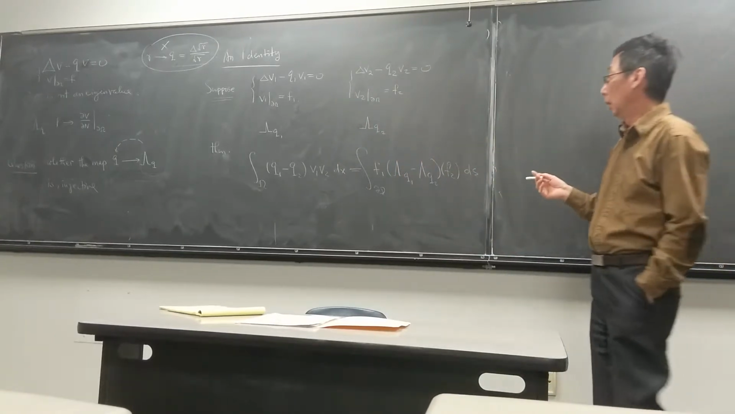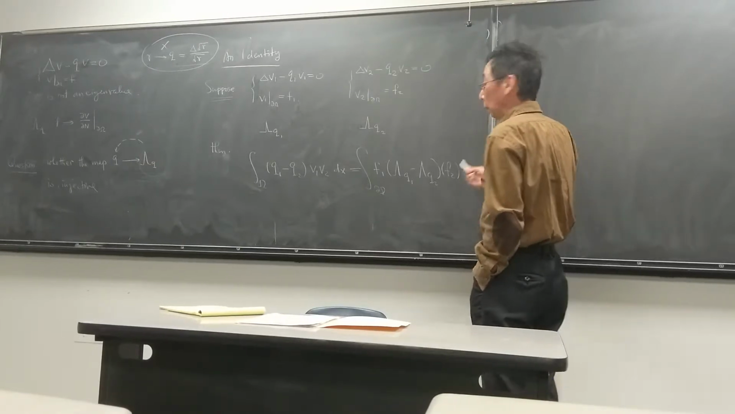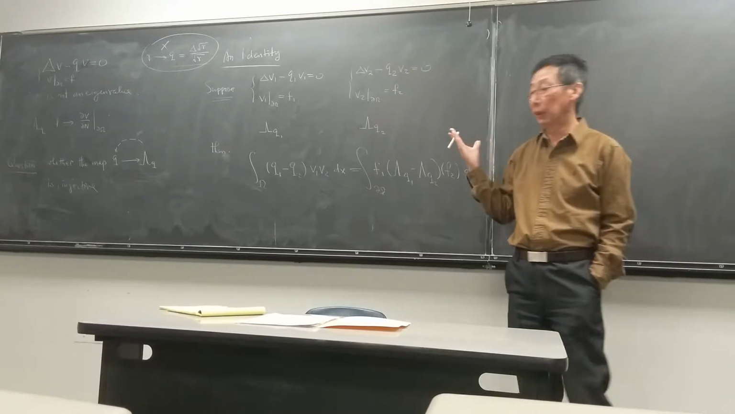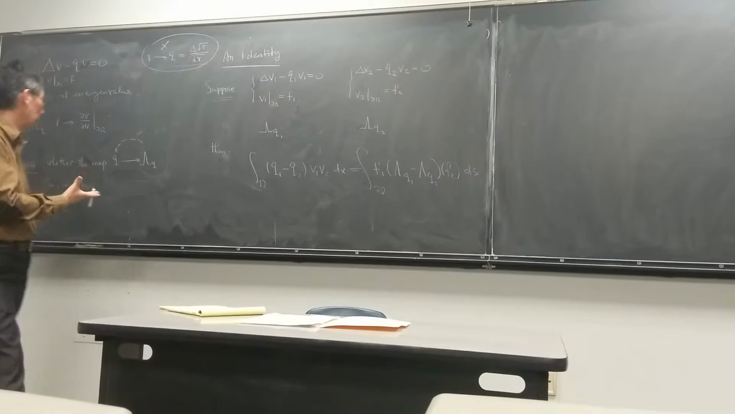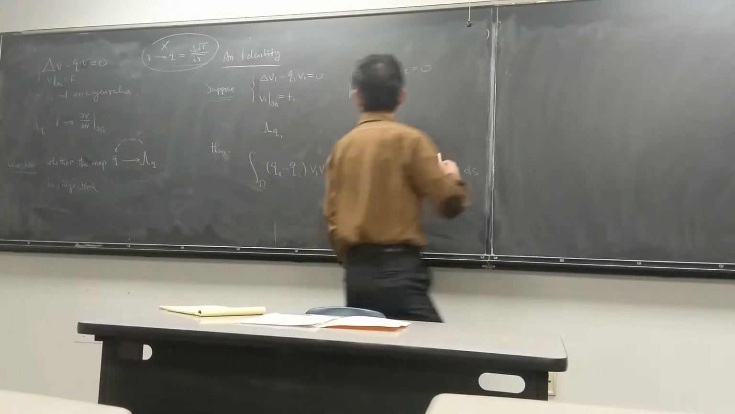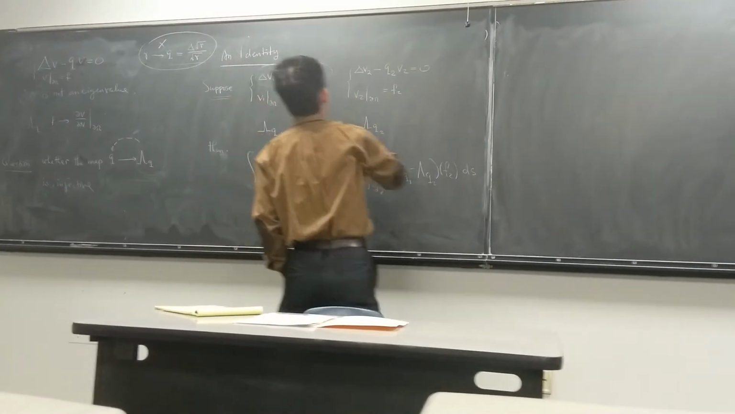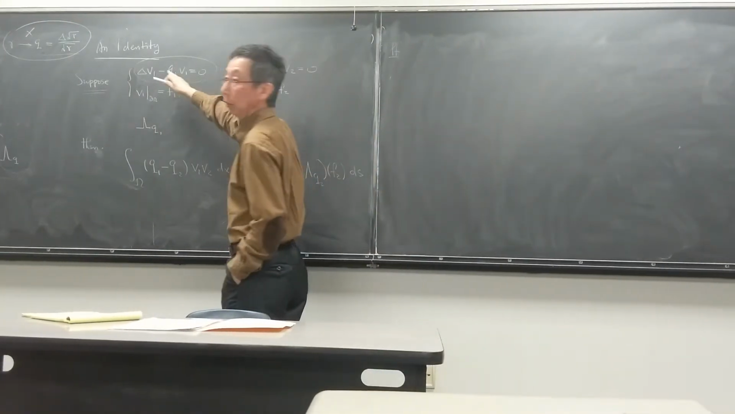This turns out to be a very useful identity. And the proof is not difficult. It's just integration by parts. But the difficult thing is how do you use this to get what we want here. So I'm going to first prove this, okay? To prove this, you take this equation, you multiply V2 on both sides.